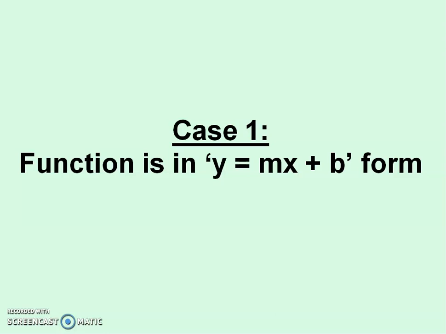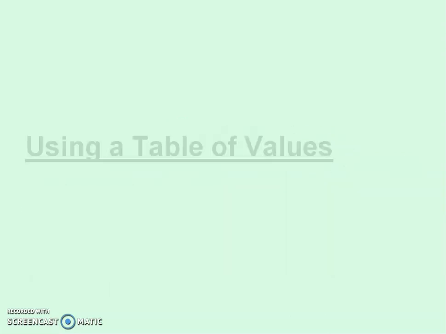Case one is where the function is in function form. It's already isolated. Y is by itself on one side of the equation, and the other side is mx plus b, where m, the coefficient of x, is the slope, or the rate of change, and b, the constant that's by itself, not attached to the x, that is the initial value, the y-intercept.